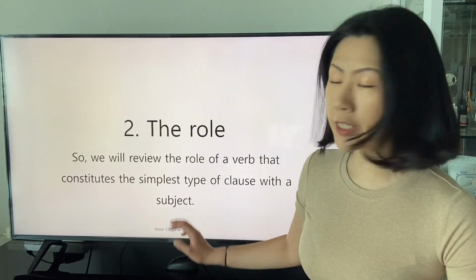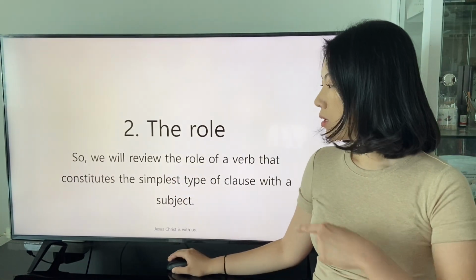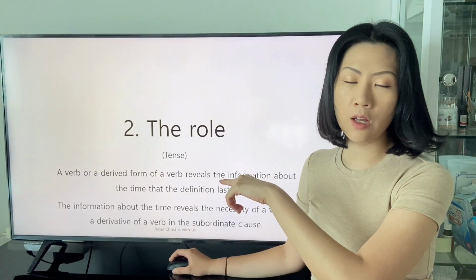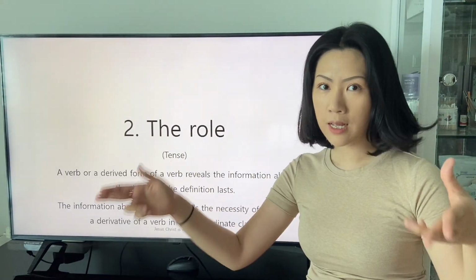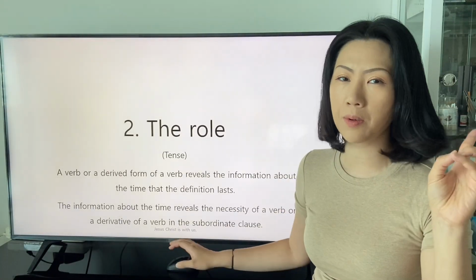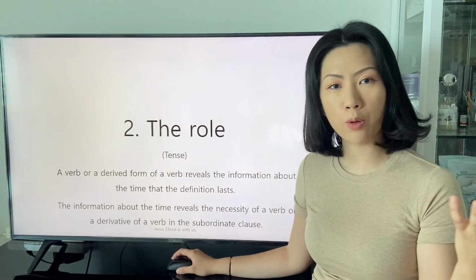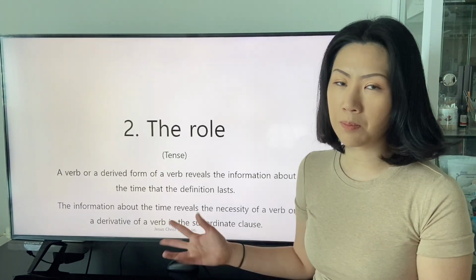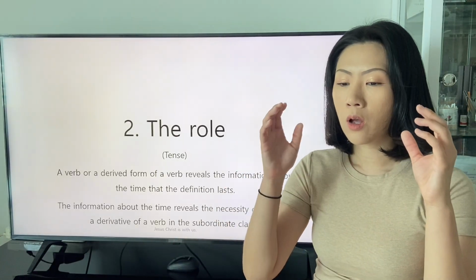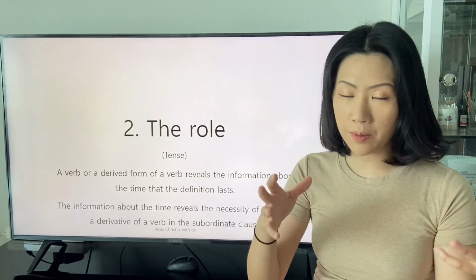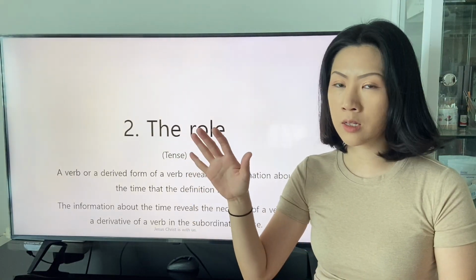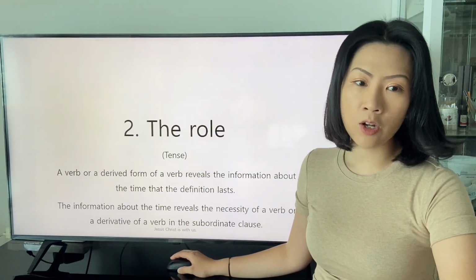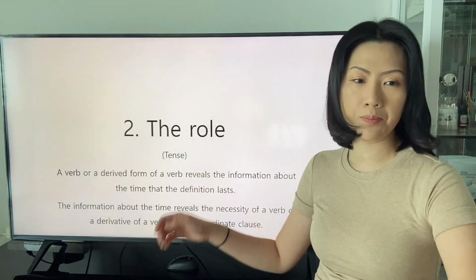The first role of a verb, revealing the tense of a clause, is the second role of a verb in a clause. What was the first role of a verb? The first role of a verb that is applied in a clause is that only a verb is essential in constituting a complete clause. Let's start to study about tense.